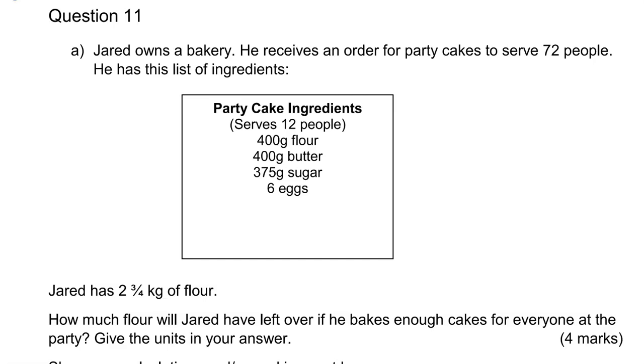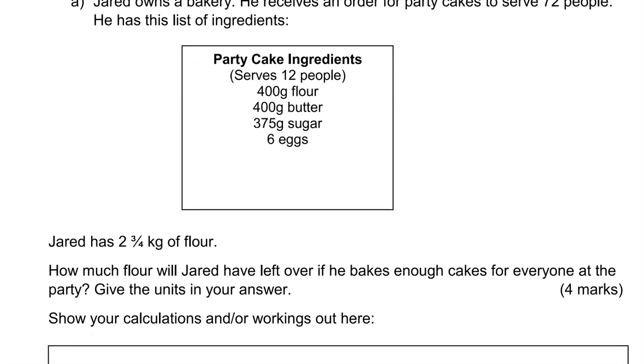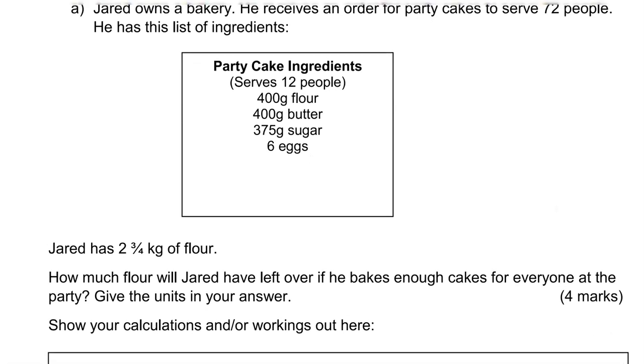Jared owns a bakery. He receives an order for party cakes to serve 72 people. He has this list of ingredients. Party cake ingredients: serves 12 people, 400 grams flour, 400 grams butter, 375 grams sugar, 6 eggs. Jared has 2 3/4 kilograms of flour. How much flour will Jared have left over if he bakes enough cakes for everyone at the party? Give the units in your answer. Show your calculations and the workings out here.